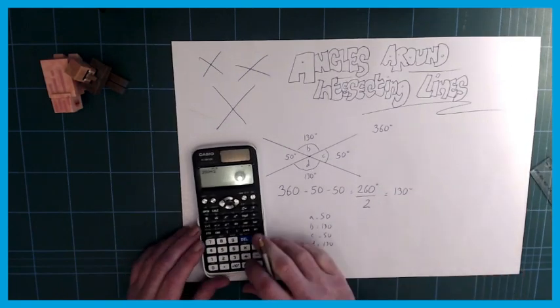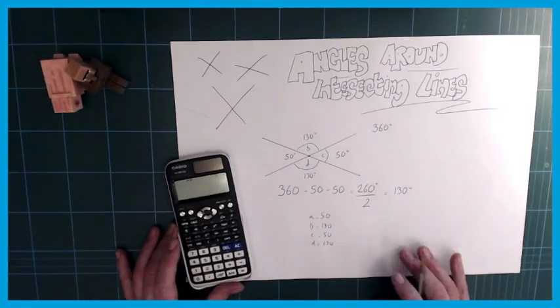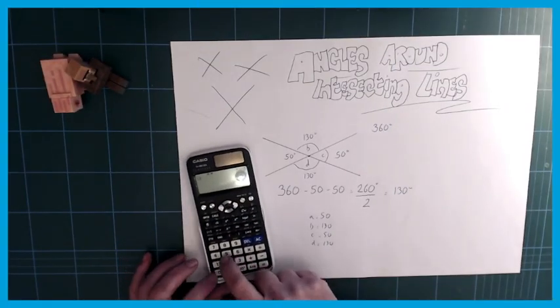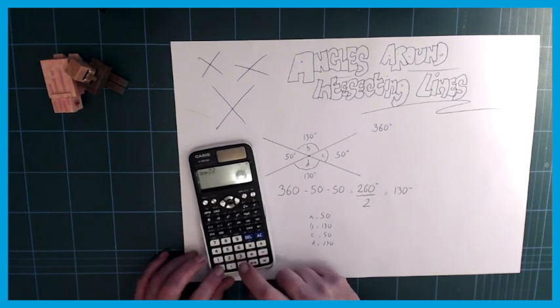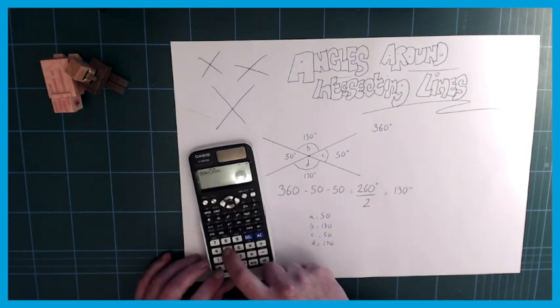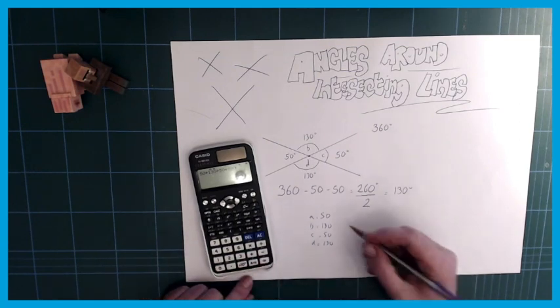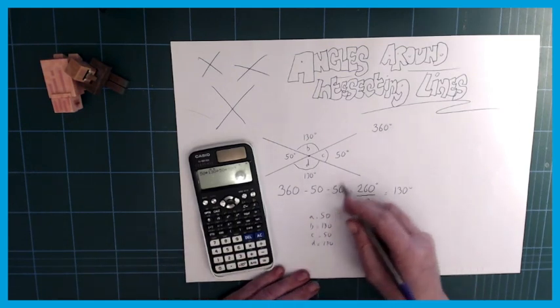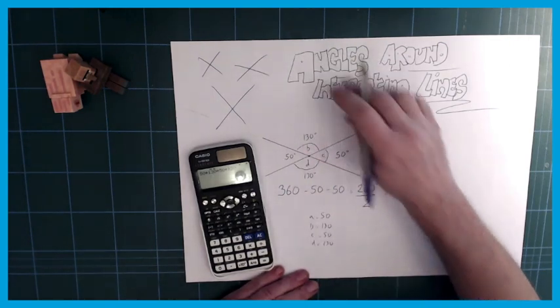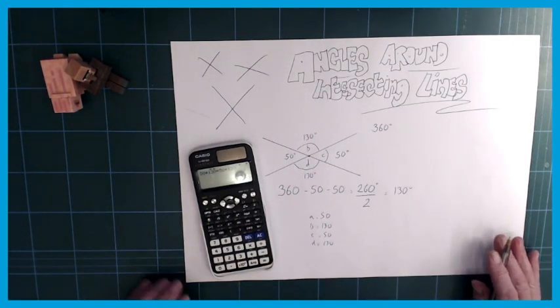Now this is where you come to do your checking part of it. So let's just check that out, shall we? We've got 50 plus 130 plus 50 plus 130. Press equals, and it equals 360. So we know that all works out together. So we can start to work out missing angles.